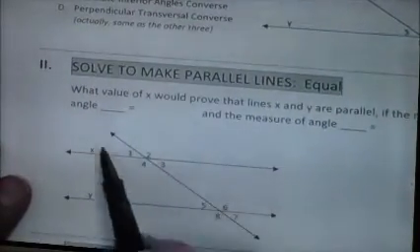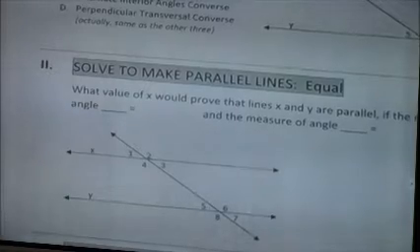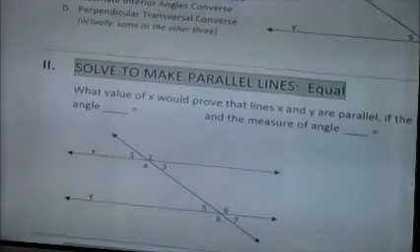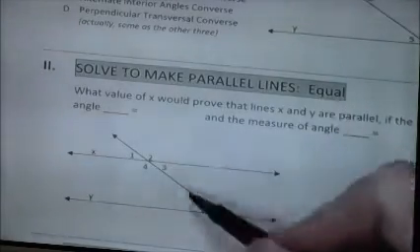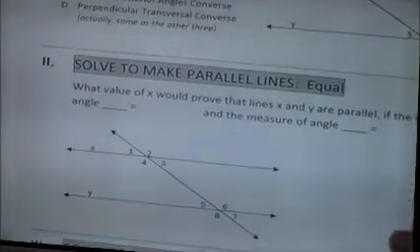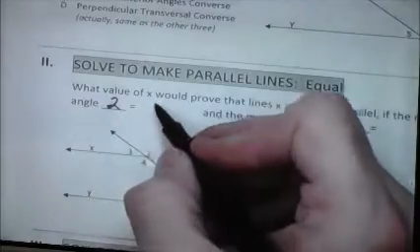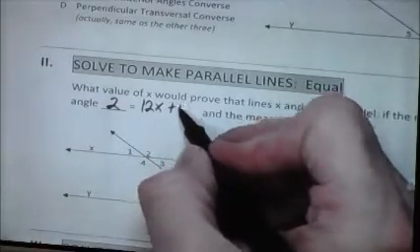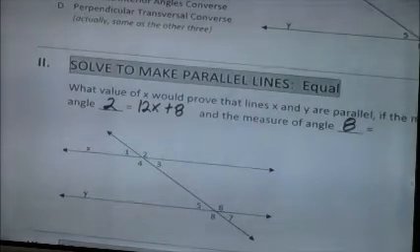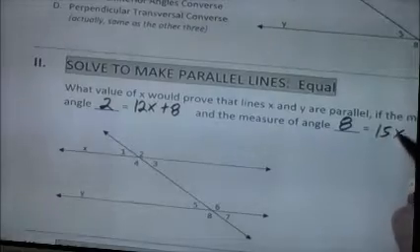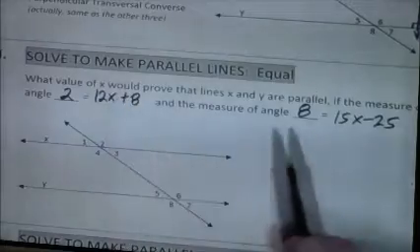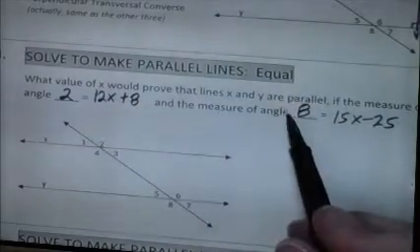This is set up, and there's nothing here to indicate that x and y are parallel. You don't know they're parallel unless there's some information, or unless you're given the chance to find the correct number for an angle to prove it. So what I want to do is give you some info. If the measure of angle 2 is 12x plus 8, and the measure of angle 8 is 15x minus 25, what value for x would prove that the lines are parallel?